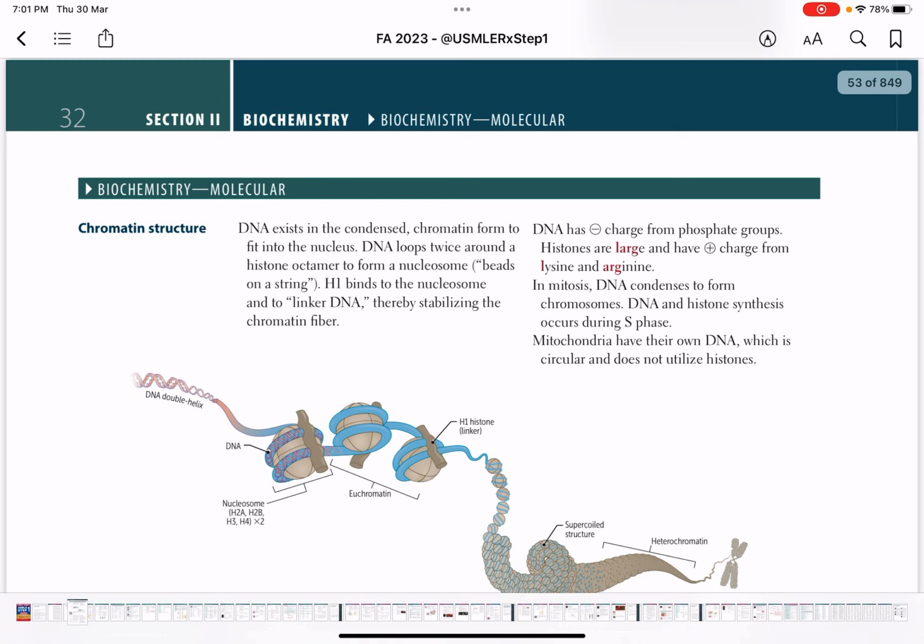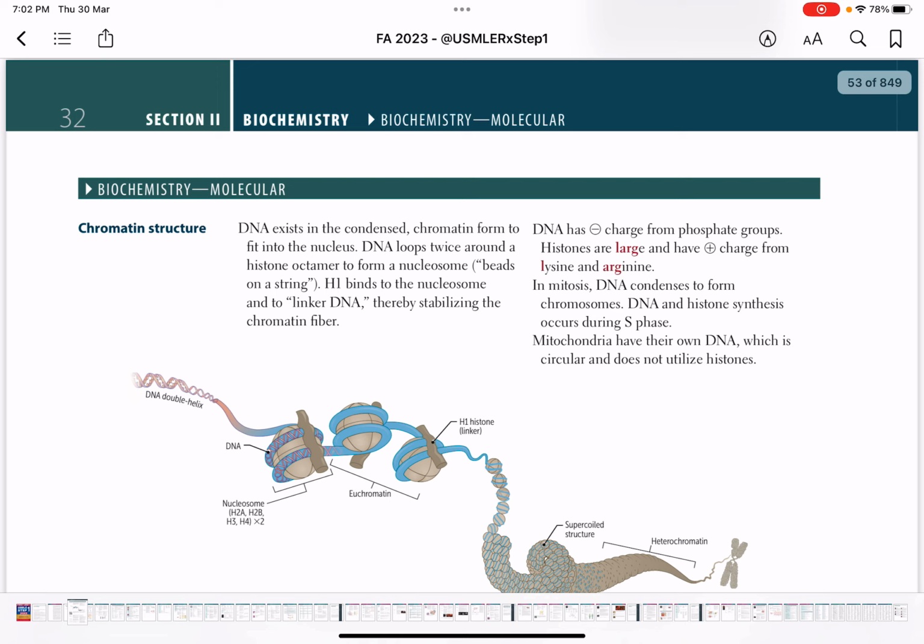DNA exists in the condensed chromatin form to fit into the nucleus. DNA loops twice around a histone octamer to form a nucleosome, beads on a string, and H1 binds to the nucleosome and to the linker DNA, thereby stabilizing the chromatin fiber.